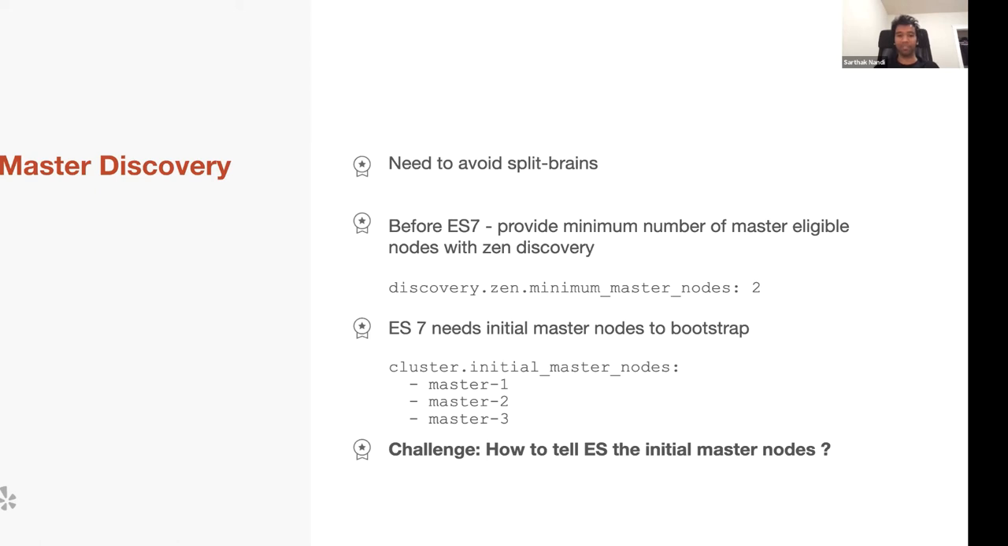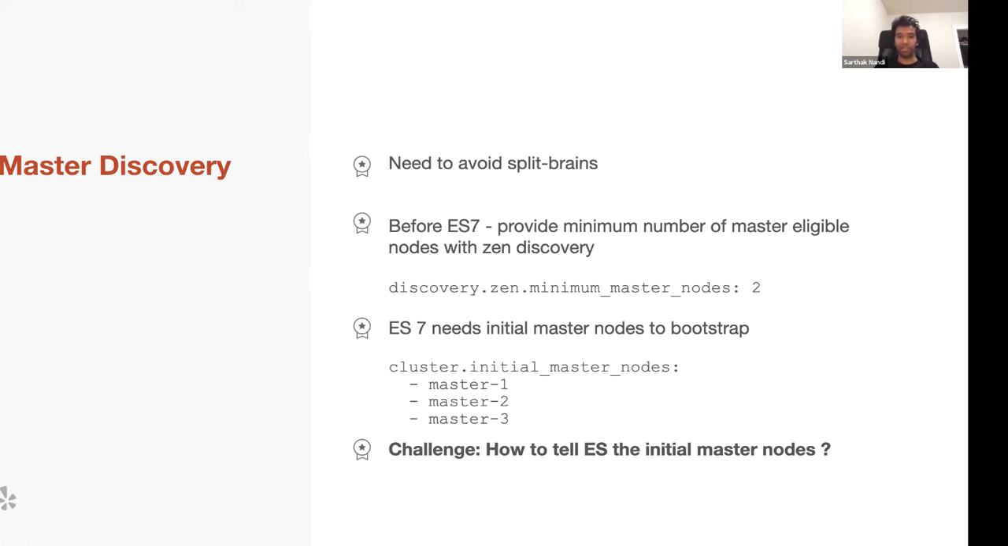So Elasticsearch 7 remedied this issue by adding initial master nodes. So now you provide the exact node names for the master nodes, which will form the cluster. So now even if you add new nodes, they can't form the cluster because they won't be in the initial master nodes unless you have specifically added them.